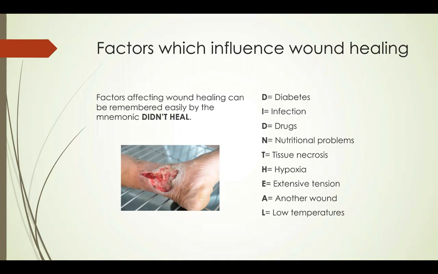If there's another wound, the more wounds you have, the harder it is to heal, and that's for a variety of reasons. They're now competing with each other to get the necessary supplies to heal. Low temperatures also matter: you need an optimal temperature for the wound to heal. It needs moisture, the right temperature, the right pH. It needs the correct environment to heal.